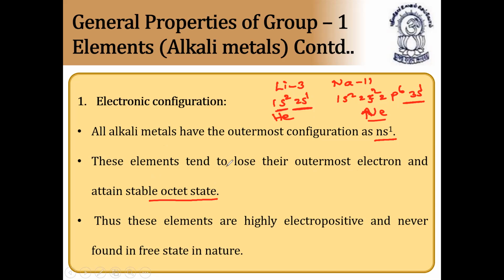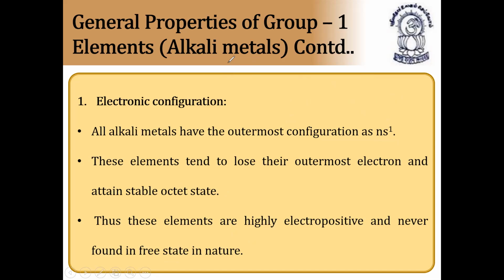So these elements tend to lose their outermost electron and attain a stable octet state. Thus, these elements are highly electropositive and never found in free state in nature because they are highly electropositive and more reactive also. They are found in nature in the form of their salts or oxides or hydroxides. So this is about electronic configuration. Next continuation. So what is the outermost electron configuration of first group metals?